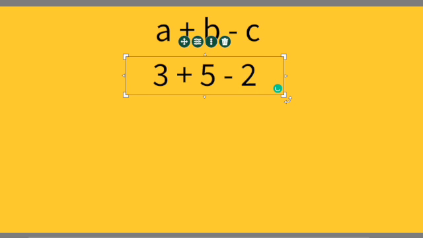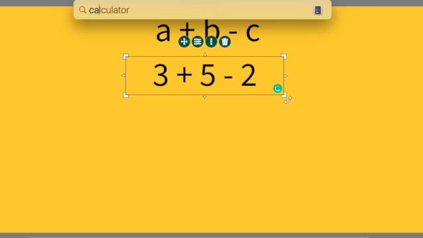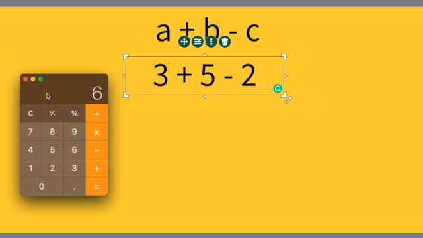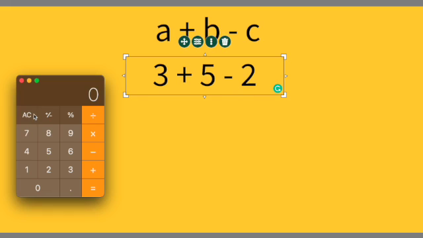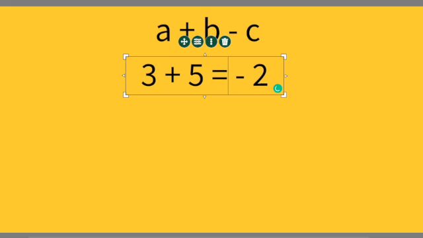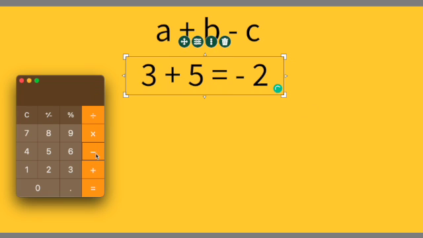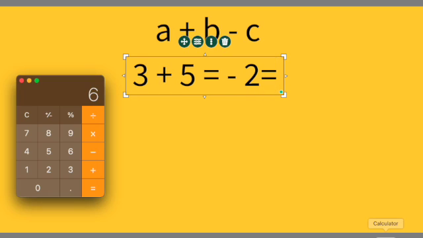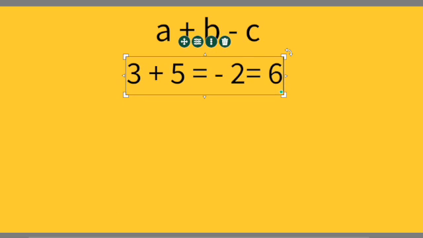Okay, let's think about how this would work if we actually put it into a calculator. So I'll open up my calculator here. Okay, so let's think about each individual calculator press. So we press 3 plus 5, and then we would do equals because that's one operation. And then with the result we would do minus 2, and then we'd press equals again. Okay, and of course the output would be 6.